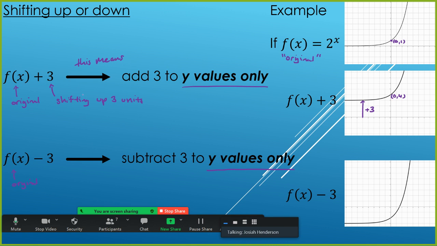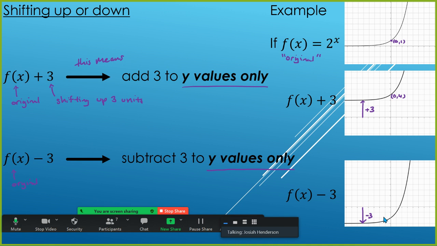So that's what I like about shifting up or down or left and right. It doesn't change the original shape. So the curve is actually the same exact curve. We could layer all 3 of these right on top of each other and it would match up perfectly. What's changing though is where it lives on the graph. That's it for shifting up and down.